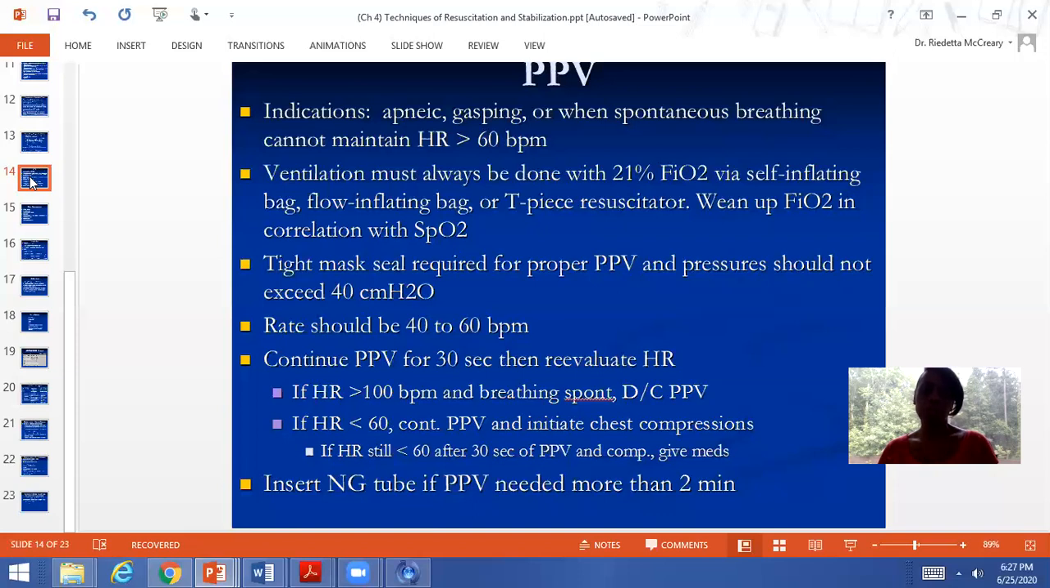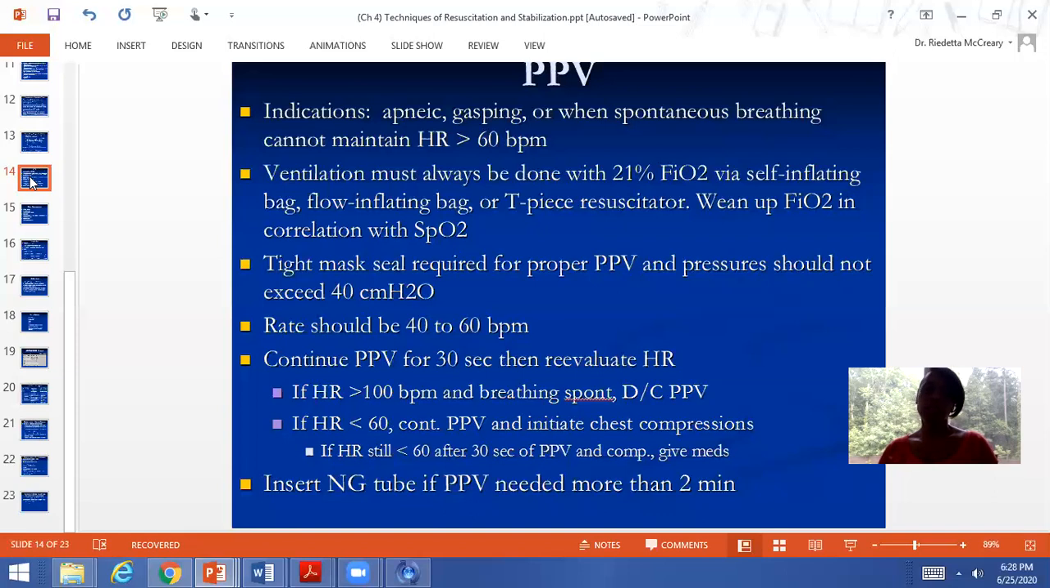Ventilation must always be done with 21%, regardless of the device you're using. So a self-inflating, flow-inflating, or a T-piece resuscitator, we're always going to start at 21% on the blender. Then we will wean the FiO2 up where necessary in correlation with the baby's SAT.